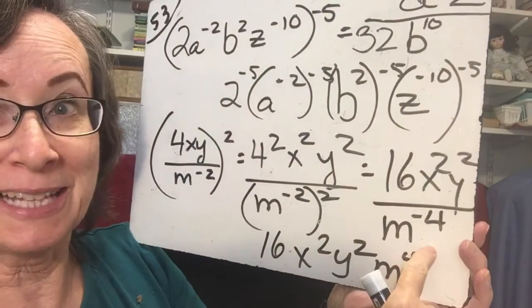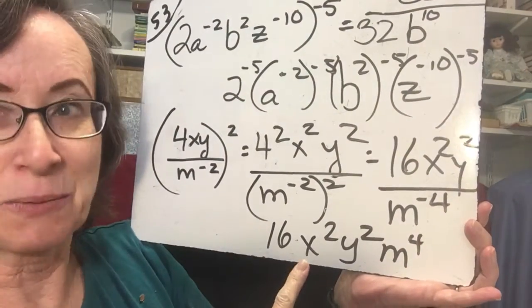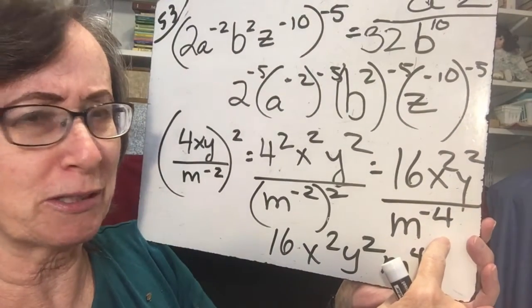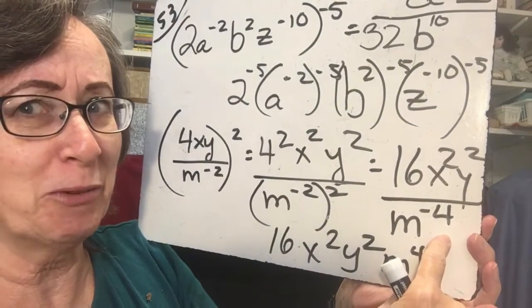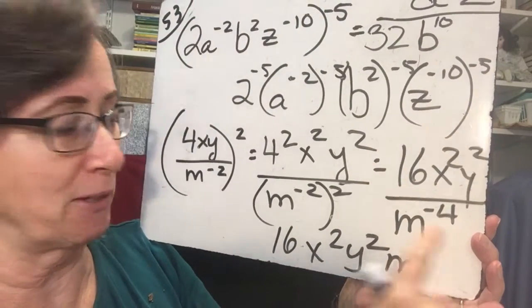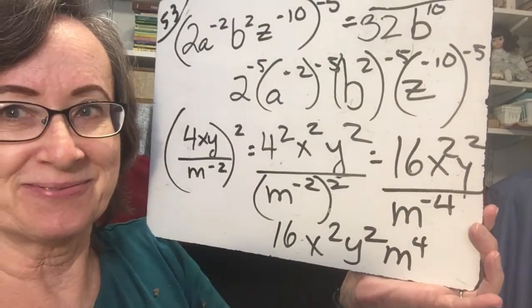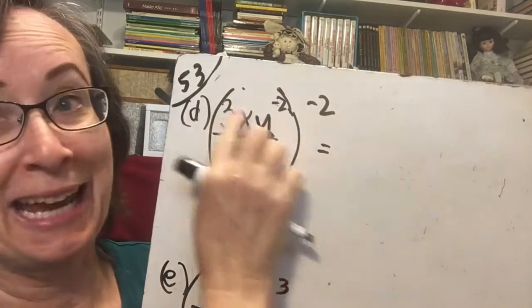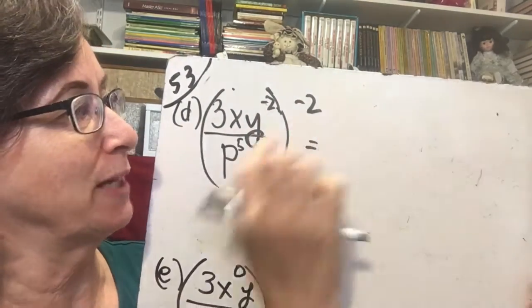Your book left it this way. This way is better, isn't it? Okay, because this way doesn't follow any of the rules. It doesn't have variables in the numerator, and it doesn't have positive exponents. This is better. Okay, so here we have a quotient and a product inside the quotient raised to a power.